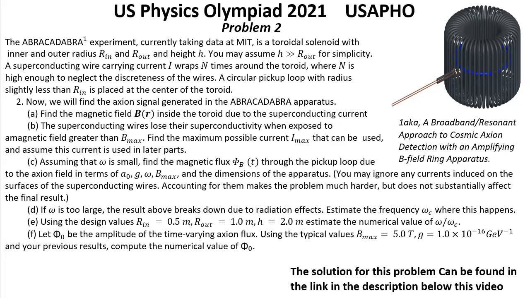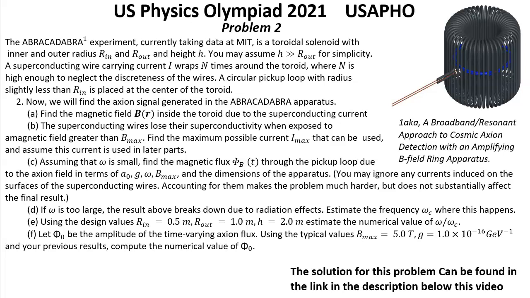A. Find the magnetic field B as a function of R inside the toroid due to the superconducting current. B. The superconducting wires lose their superconductivity when exposed to a magnetic field greater than B_max. Find the maximum possible current I_max that can be used and assume this current is used in later parts.